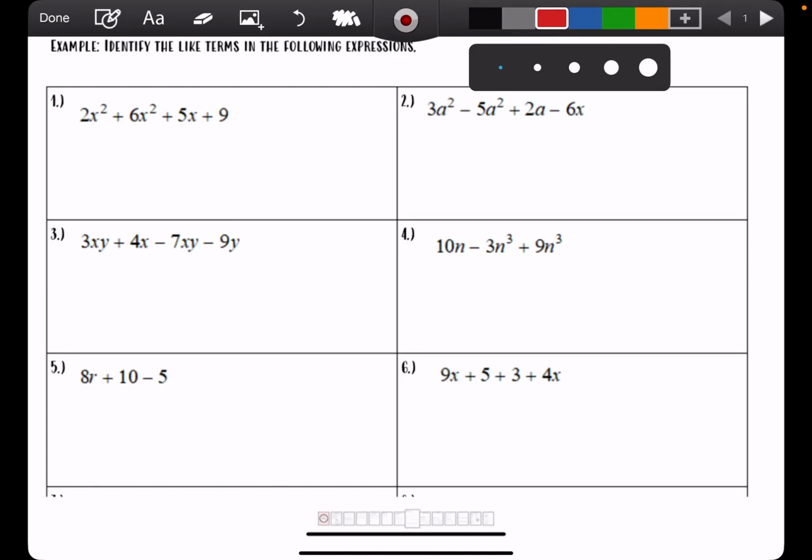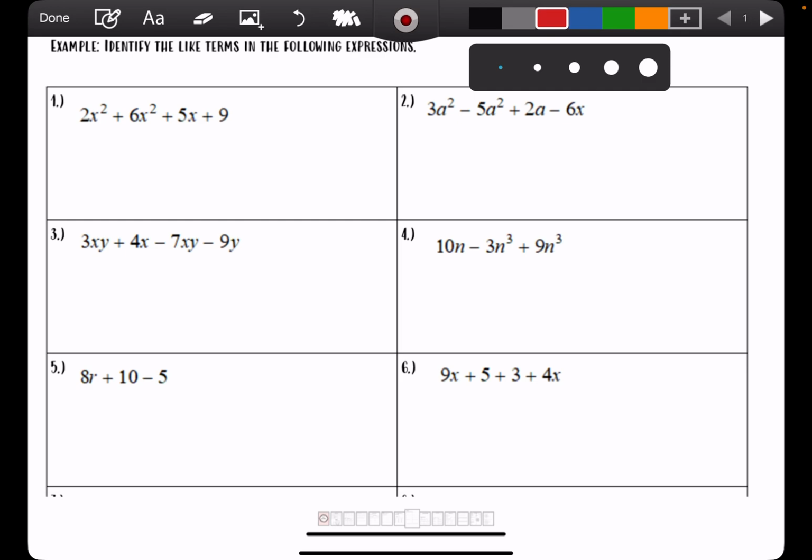Okay, in this video, in a previous video, I talked about like terms and how to identify terms that are alike, or what we call like terms. In this video, I'm going to go through several examples on how to combine like terms, which helps you simplify mathematical expressions. Okay, so let's look at the first example here.